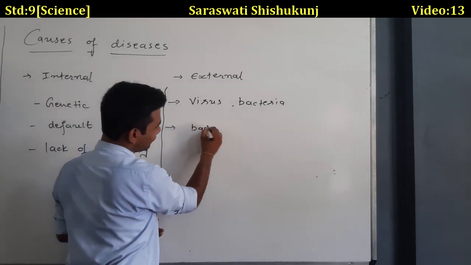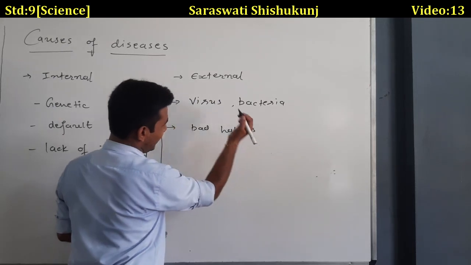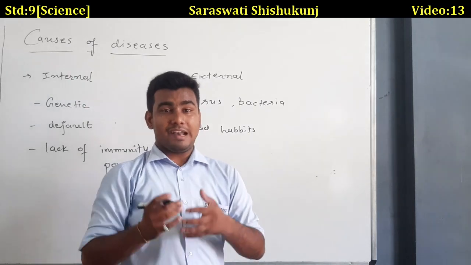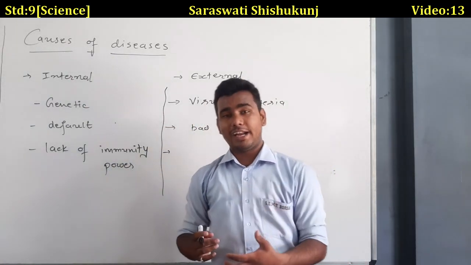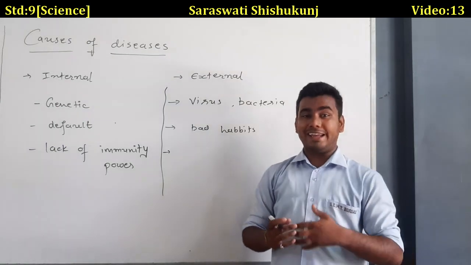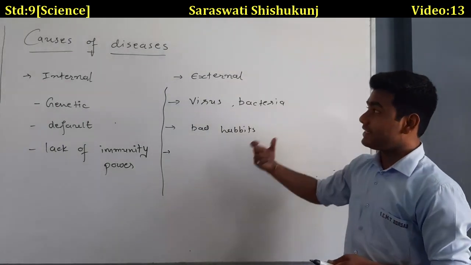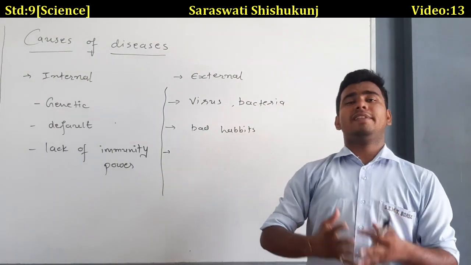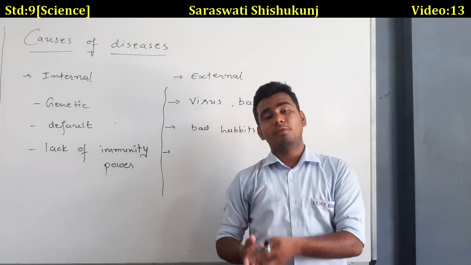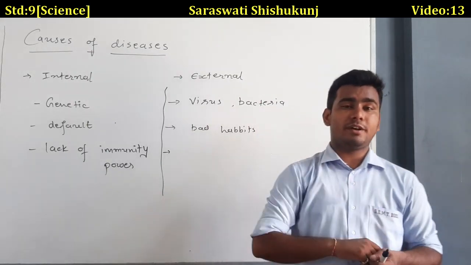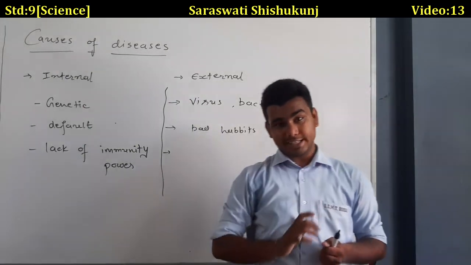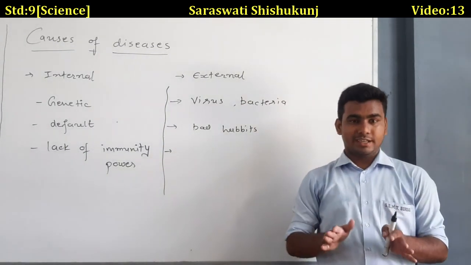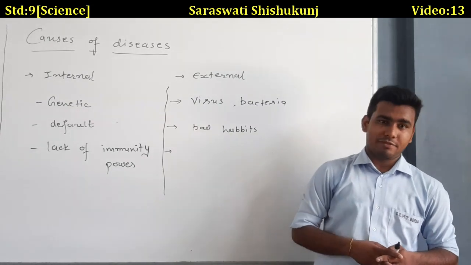So this way, there are some internal factors and external factors. Here we can consider viruses, different bacteria and different protozoans, also some bad habits. We also consider malnutrition. Malnutrition means if one is suffering from lack of nutrients, if one is not getting a proper amount of nutrients from food, it may also be a reason for disease, right? So there are many different causes of disease, some internal and some external. In the exam, it may be asked to write the causes of disease. According to the marks, if it is asked for 3 marks, we have to write almost 6 to 7 points for it.